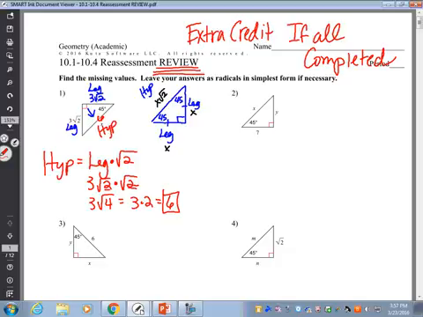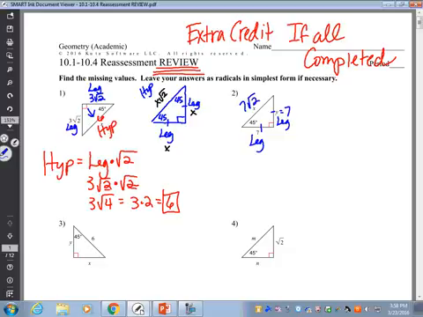So number 2, again, 45, 45, 90 triangle. Y you should automatically see is 7, because our legs are going to be congruent. Both of these are legs. And then x, our hypotenuse, is just 7 radical 2.